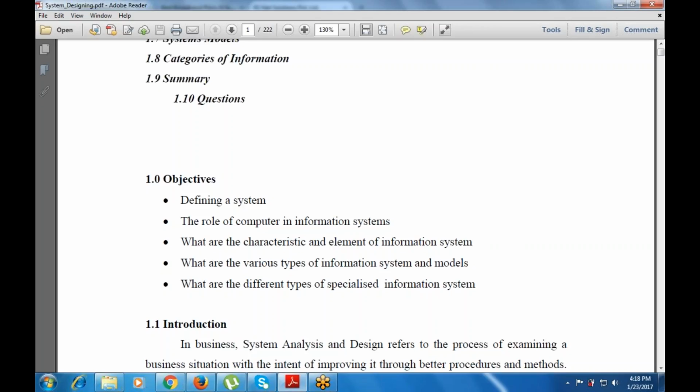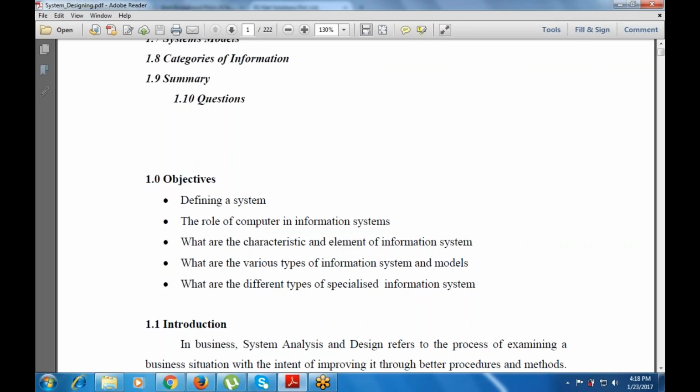Then what are the various characteristics and the elements of information system? That is, what are the various features, what are the various elements of IS, that is information system, why the computer is used in the system to form an information system, or we can say the mandatory system. Then what are the various types of information system and the model? Then what are the various types of specialized information system? Specialized information system means what are the various outcomes provided by the specialized information system.